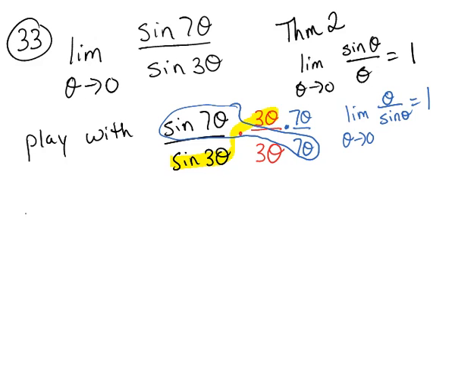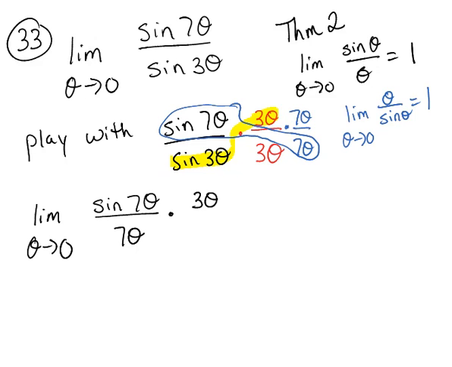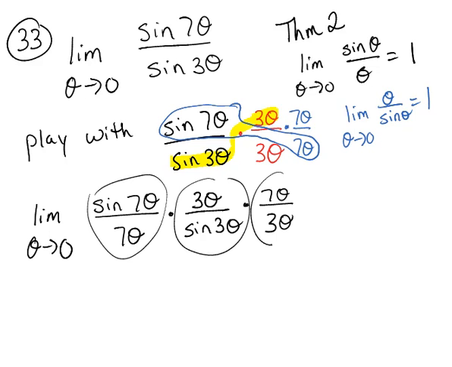So you would say that the limit as theta goes to 0 of sine 7 theta over 7 theta times 3 theta over the sine of 3 theta times 7 theta over 3 theta. So I just kind of put them in their little groups together. And I see that I really didn't do anything, because this 3 theta would cancel with this 3 theta, and that 7 theta would cancel with that 7 theta. But each of these parts I can consider individually, because those are all limits that I know.